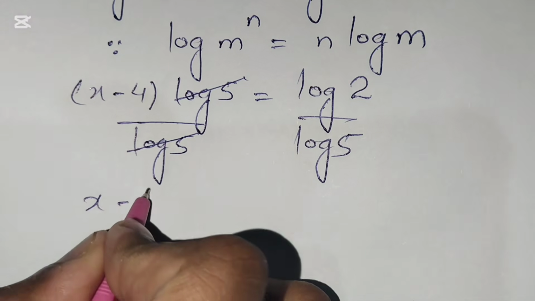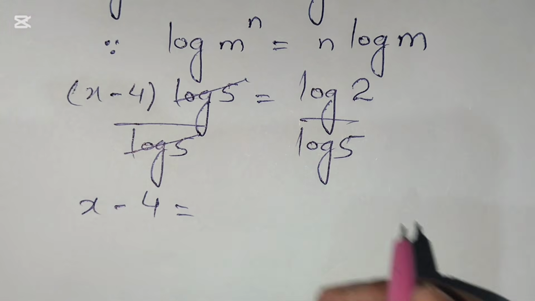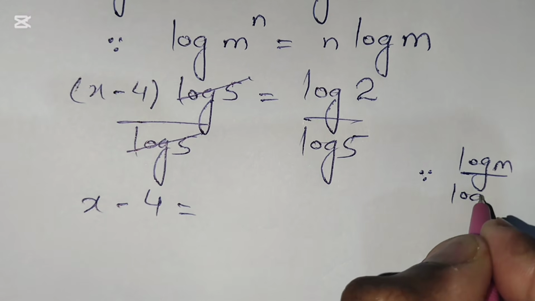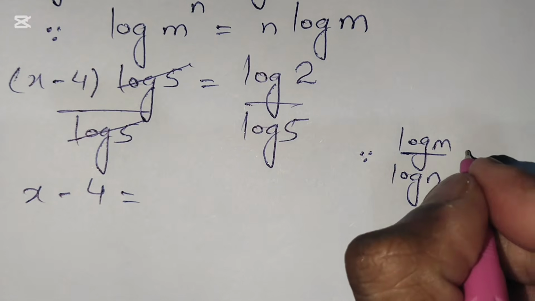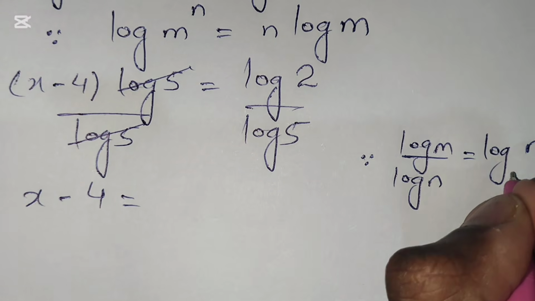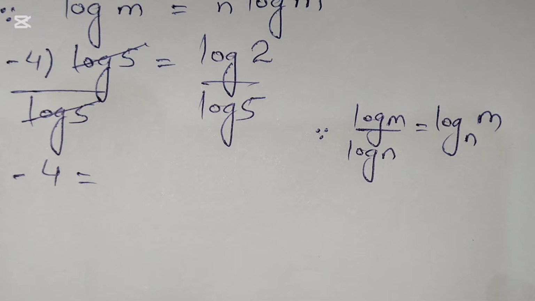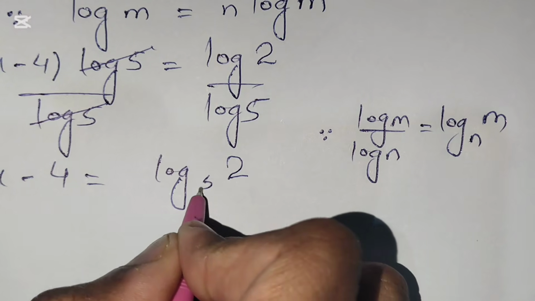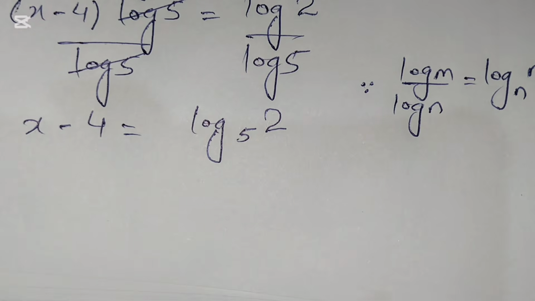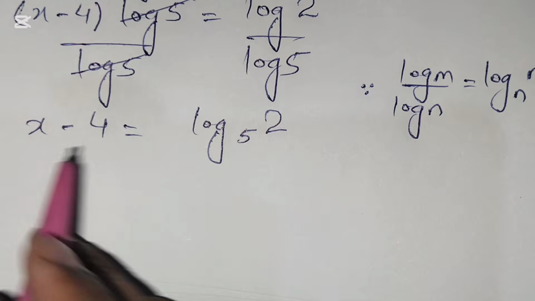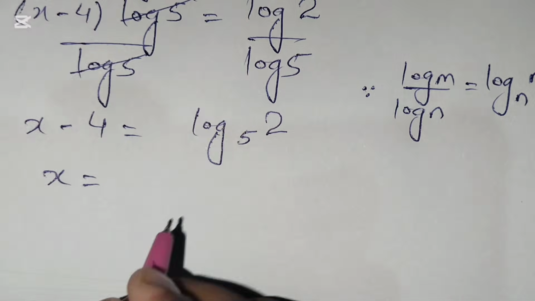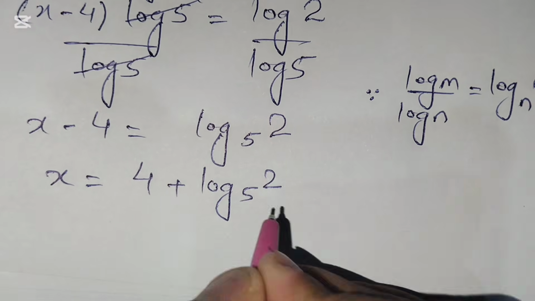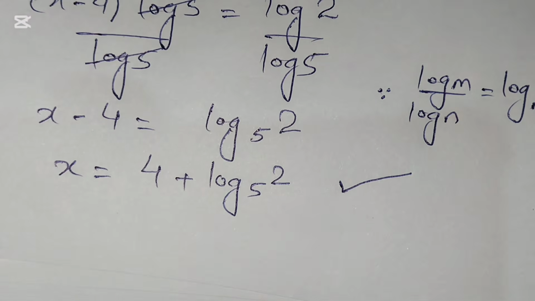We get x minus 4 equals log of 2 over log of 5, and log of m over log of n can be written as log of m with the base n. So here it will be log of 2 with the base 5. Now we will add 4 on both sides. On the left side we are left with x equals 4 plus log of 2 with the base 5. This is the final value of x.